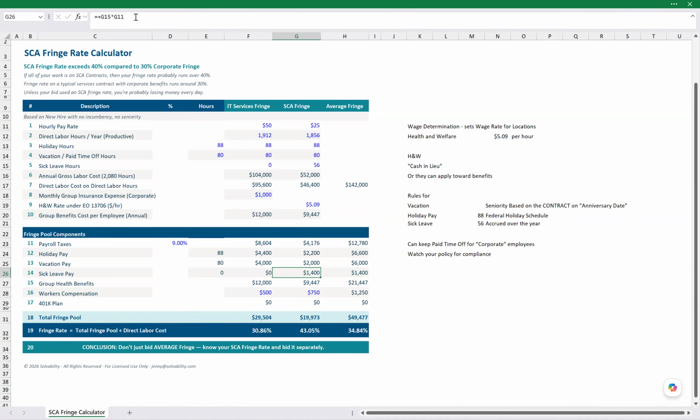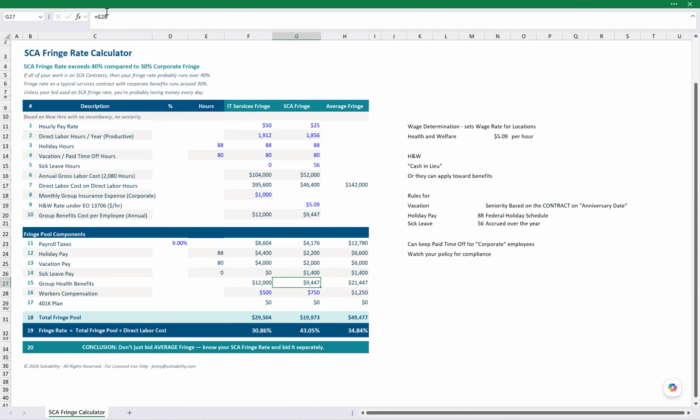So this little map that I got, the SCA Fringe Rate Calculator, is really to show people who need this information how it is to be calculated, and also to let them know that if they have IT people and they win a Service Contract Act contract, we don't want to just use an average rate because you'll lose money on the SCA employees. Or if you didn't have a separate SCA rate, the problem is you would bid higher than you should on a contract for your IT services firm.